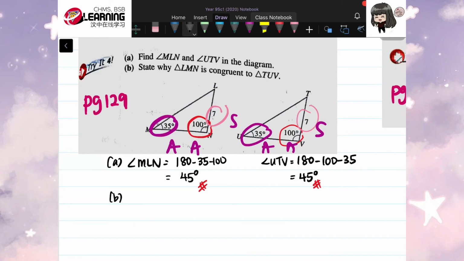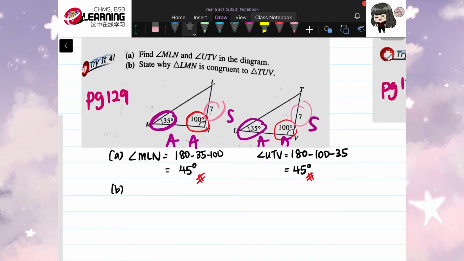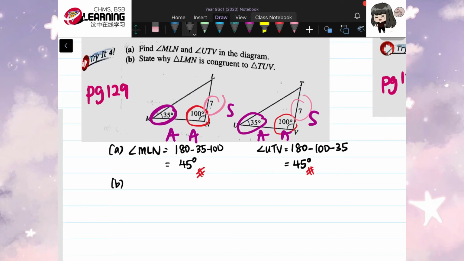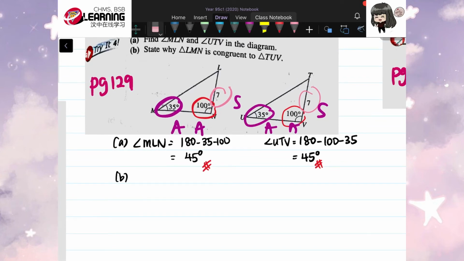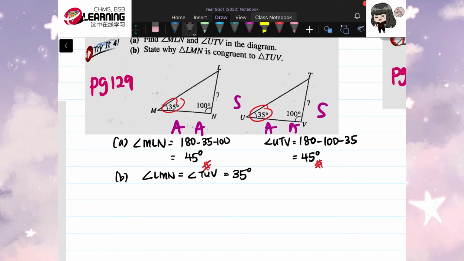Okay, we need to state the reason. To state why, you need to mention all the 3 items. When they ask you to find the reason, or they ask you why, you just need to write down the 3 items there, not just write AAS. You need to prove. You have to write down the corresponding sides or corresponding angles. You need to mention which one and which one is the same. So the first A will be angle LMN, which is this one. LMN is the same as angle TUV, which is equal to 35 degrees. It's given 35, or you can write like this, bracket given 35 degrees.